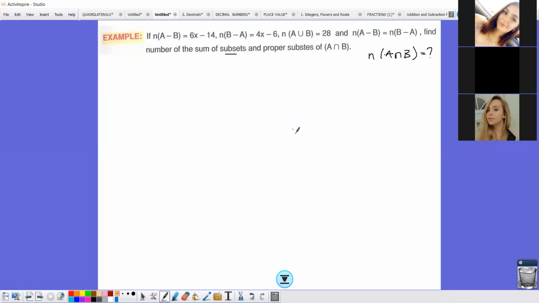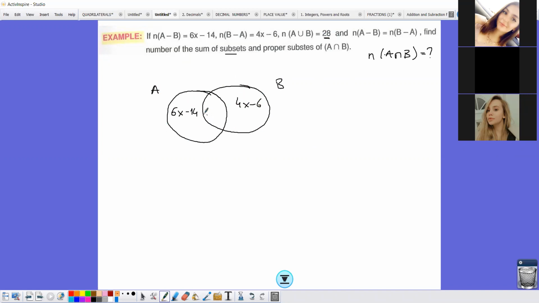Now, according to the givens, you may use different ways, but I will show you with a Venn diagram. It's always easier for me to use a Venn diagram. Okay, this is A, this is B. This part is A minus B, and this part is B minus A. And it's given that here we have 6x minus 14 elements, and here I have 4x minus 6 elements. And the total number of elements is 28.